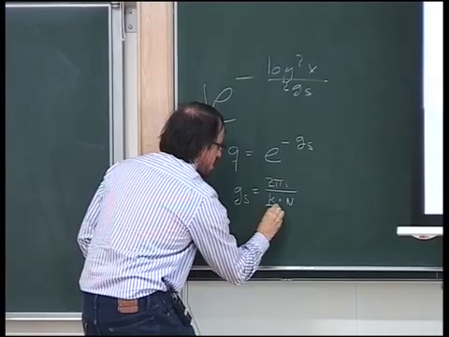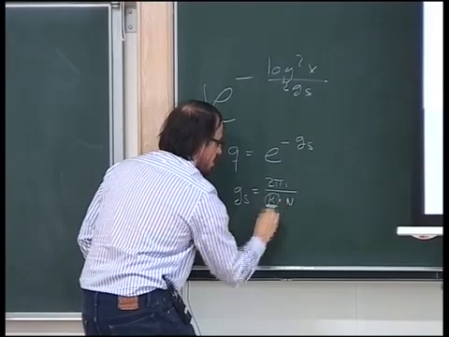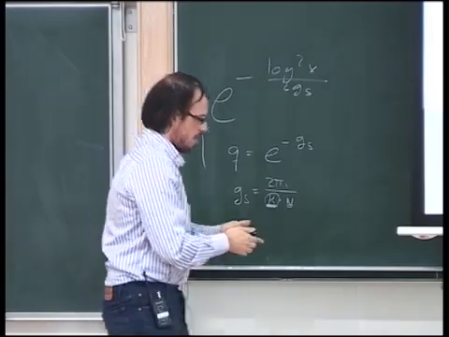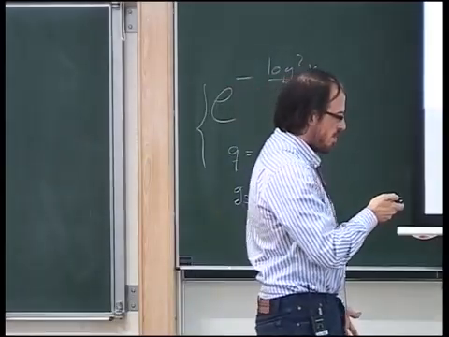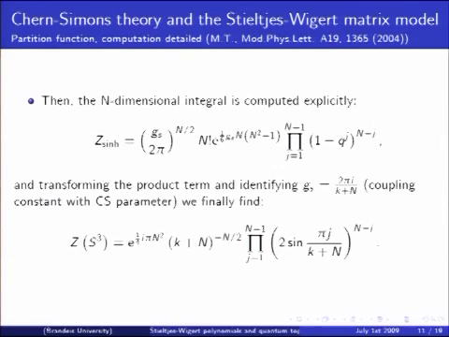So, this is the typical coefficient in the Chern-Simons action. This is the parameter, and this n is the rank of the gauge group. With the Stieltjes-Wigert polynomials, we found this expression, which is well known in Chern-Simons theory, and it is contained in the Chern-Simons partition function. It can be computed with these Stieltjes-Wigert polynomials.